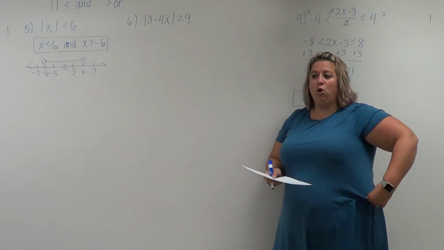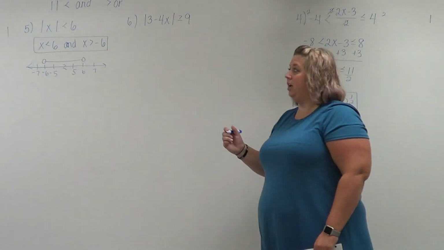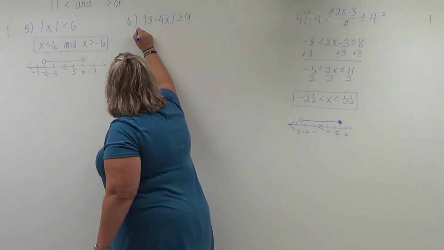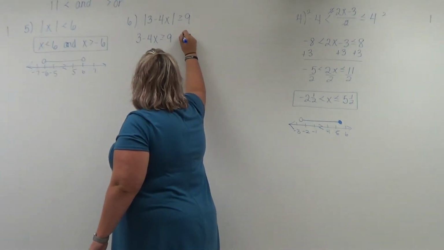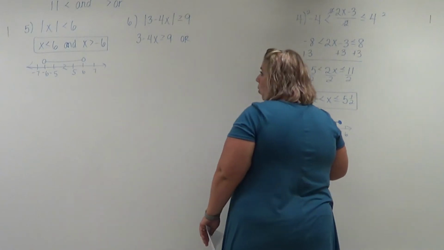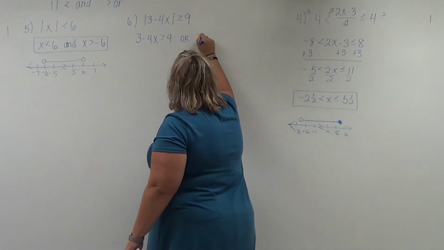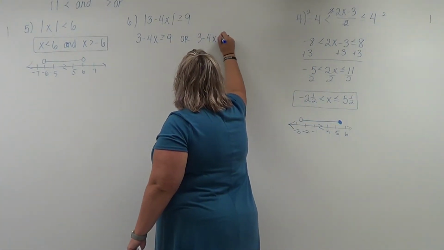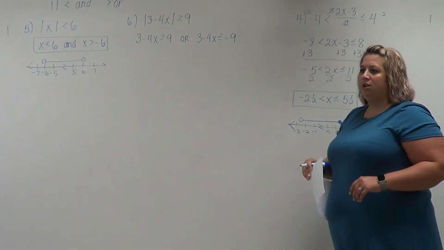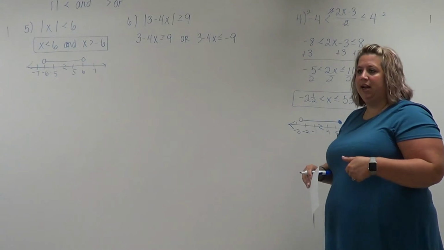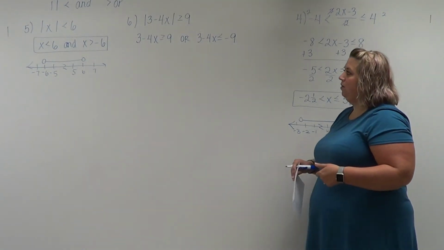Okay, this one's going to be an or problem because it's a greater than. So I drop off my absolute values. First one stays the same. Then I'm going to have or. Then on the second one, you're going to flip the sign and make it negative.